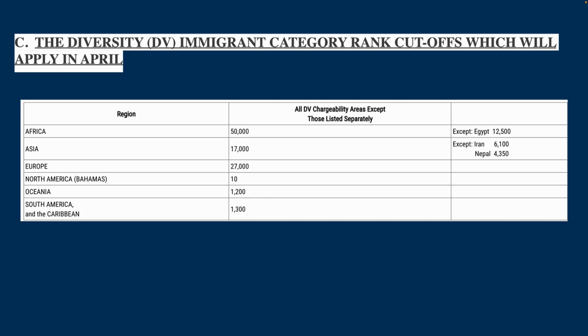Now let's talk about the diversity immigrant category rank cutoffs, which will take effect in April. So it will apply in April. Africa, 50,000, except Egypt, which is 12,500, and Asia, 7,000, except Iran, which has its own DV for the month of April, which is 6,100, and Nepal, 4,350. Europe, 27,000. North America, 10. Oceania, 1,200 available visas for DV. South America and the Caribbean, 1,300 available visas for DV for the month of April.